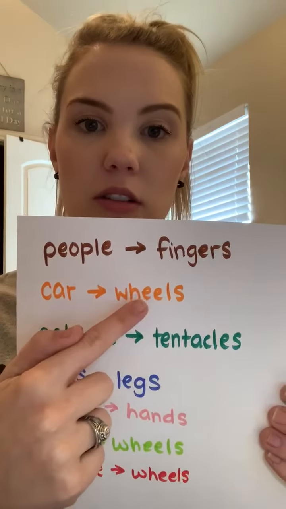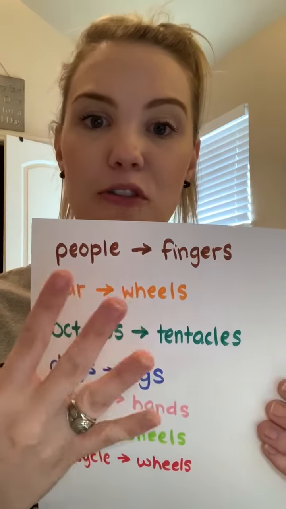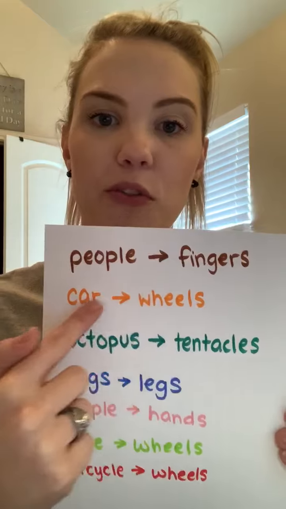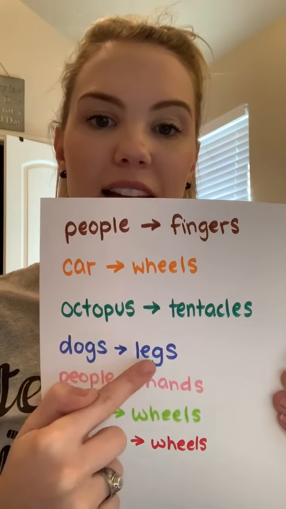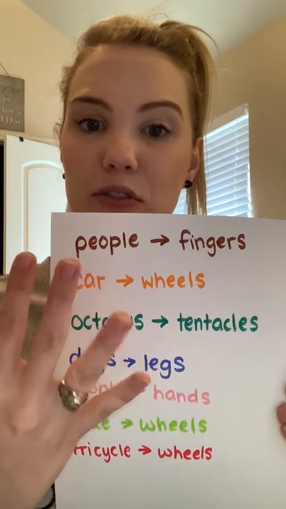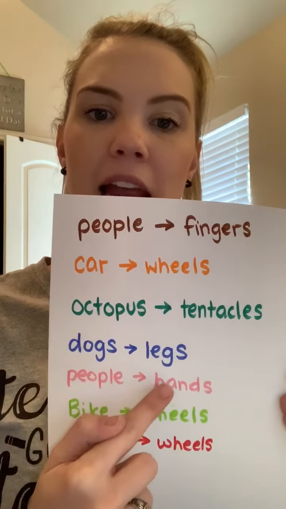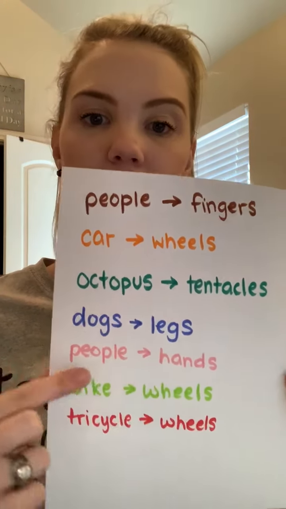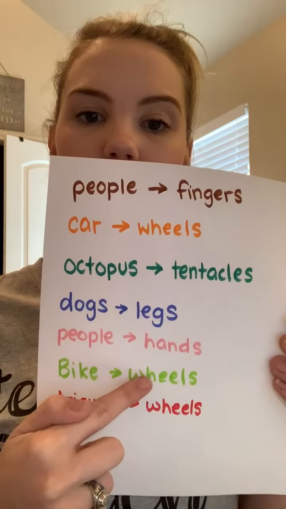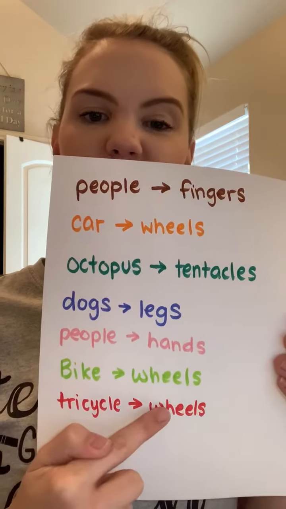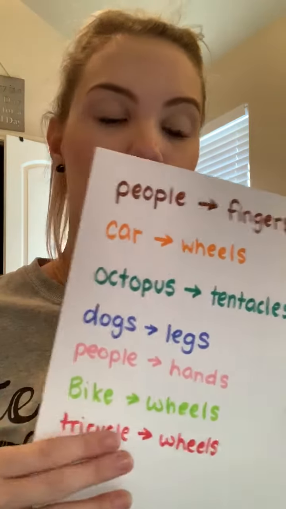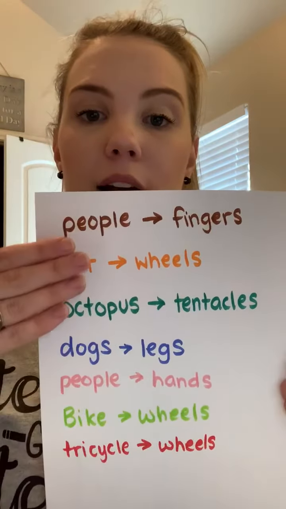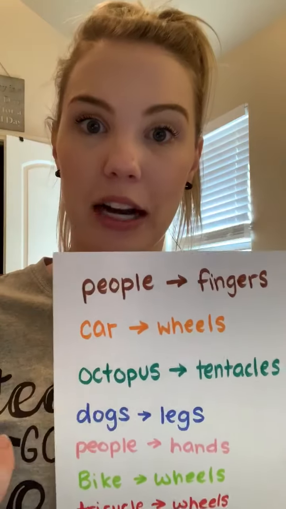Car, wheels. How many wheels does a car have? 4. So this rule might have something to do with 4. Octopus and tentacles. Dogs and legs. Most dogs have 4 legs. People and hands. Most people have 2 hands. Bike, wheels, 2 wheels. Tricycle and wheels. That's what you used to ride when you were a baby, right? 3 wheels on a tricycle. So those are some possible headings that your in and out table could have.